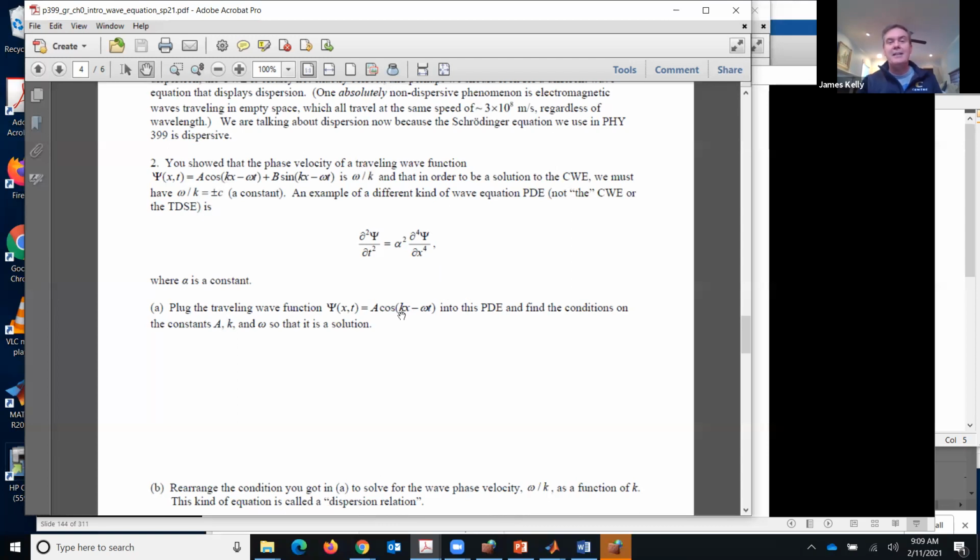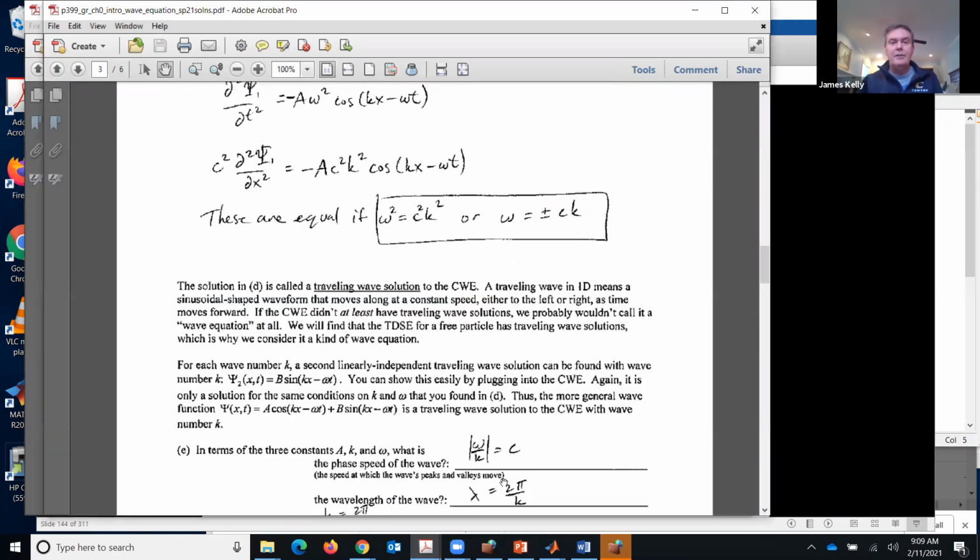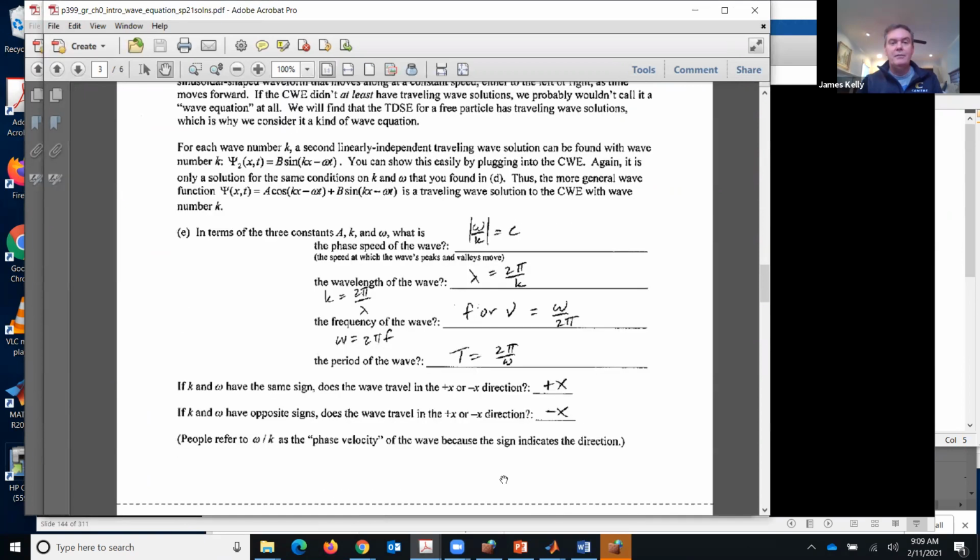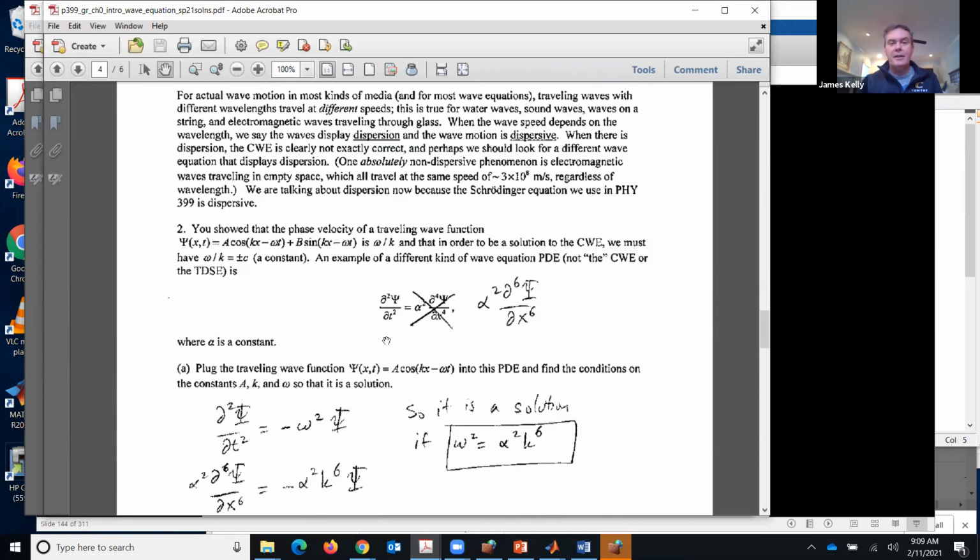For every k, there's going to be a traveling wave solution. What we want to find out here is how do k and omega have to be related? And what does that tell us about how the phase speed changes with k or changes with wavelength? So if I go to my solution here and go down, again, I wanted to alter this and I forgot to change it, but here's what I wanted to change it to. Instead of the fourth derivative, let's do the sixth derivative.